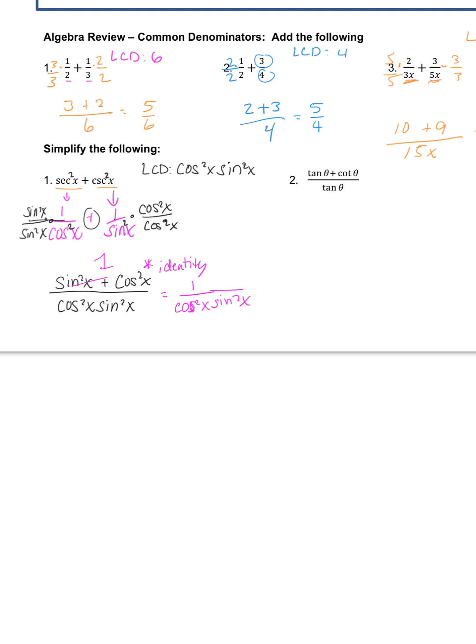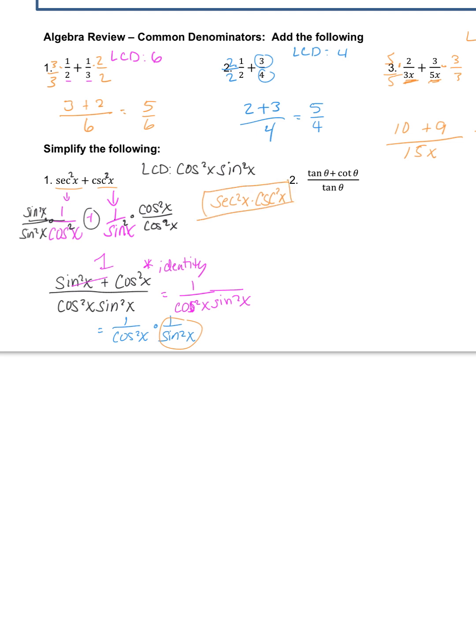So if I were to rewrite this, 1 over cosine squared x times 1 over sine squared x, now I can get rid of that. We don't want a fraction, so we can change it to the things that we know using our identities. So 1 over cosine squared x is equal to secant squared x. 1 over sine squared x equals cosecant squared x. So that's us reducing it down to that.